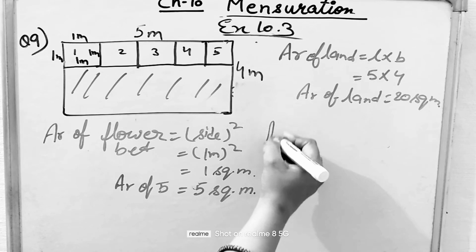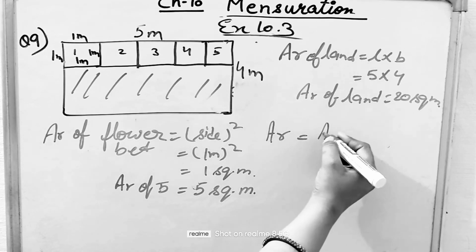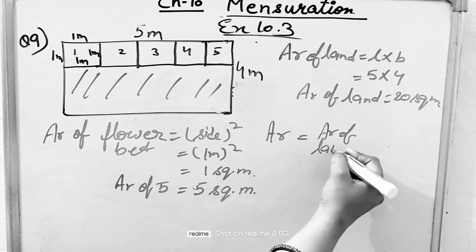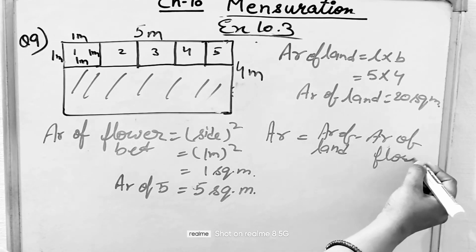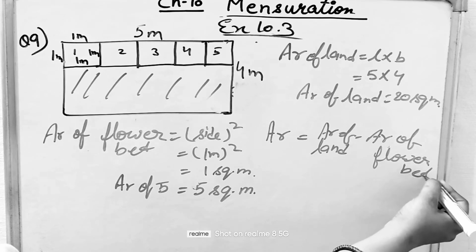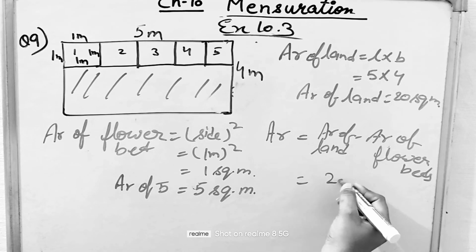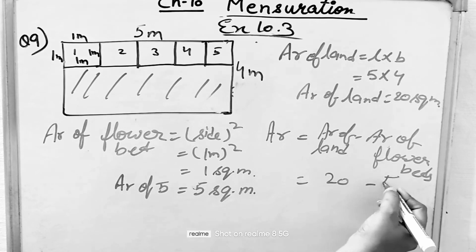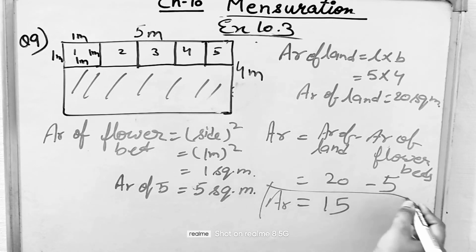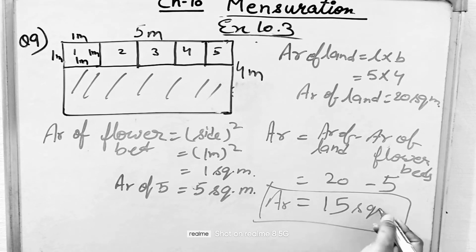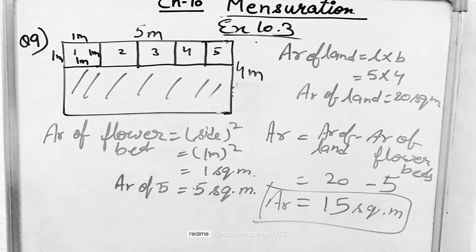So the area of the remaining land is equal to the area of land minus the area of flower beds. So the area of land is 20 and the area of flower beds is 5. Just subtract them and you will get the area of the remaining land piece, that is 15 square meters. Right? So this contains a lot of calculations.